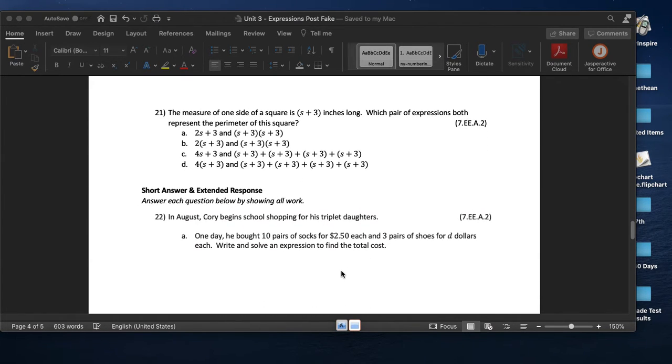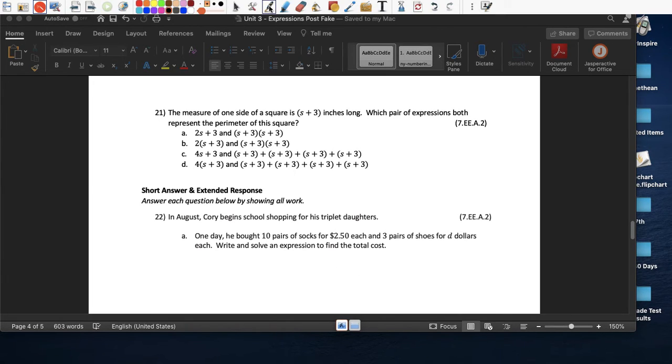$21. Be very careful. 21 says you have a square. In the square, you know all the sides are the same. So if this is s plus 3, this is s plus 3. Therefore, this is s plus 3, and this is s plus 3. Right? So now they want the perimeter.